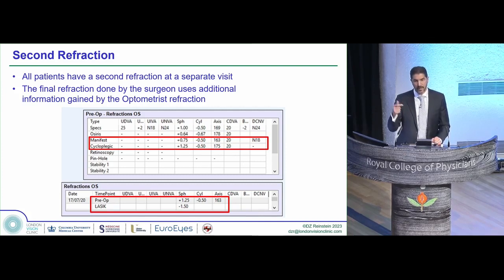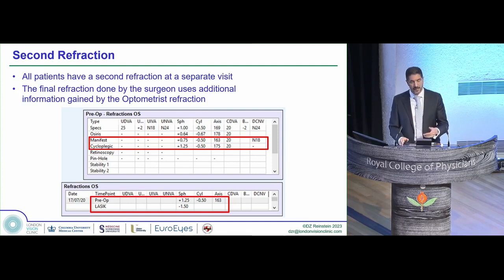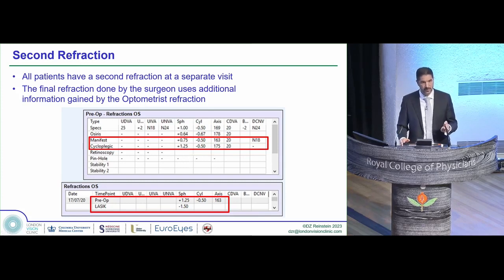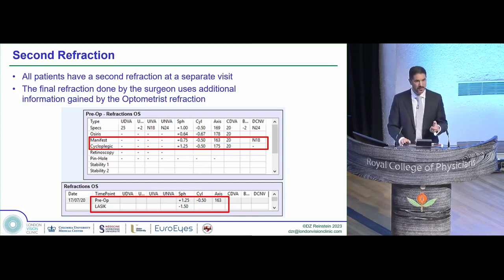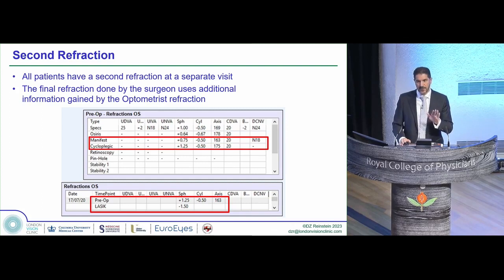But we have their manifest refraction to start from, and we also have their cycloplegic refraction, with obviously the ciliary muscle paralyzed. So we know, for example, in a case like this, where they found on cycloplegic refraction an extra 0.50 plus, they weren't able to get that out of the refraction. But now that the surgeon understands that there's a bit more plus, they can even really push plus, really try and disaccommodate this patient.